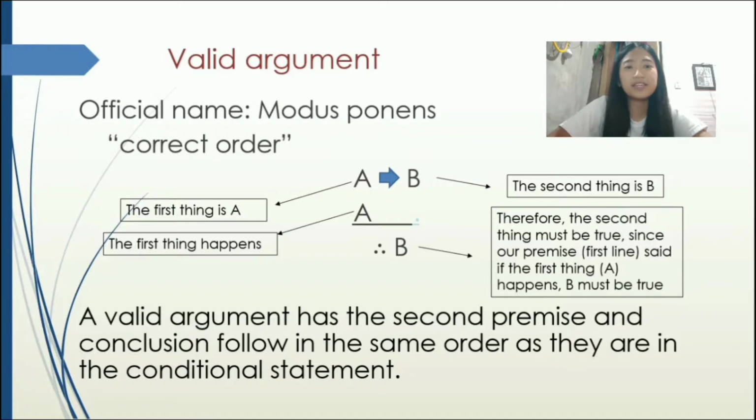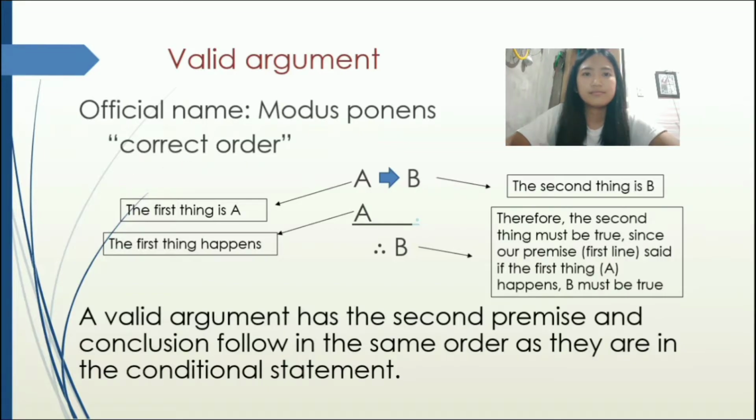So, our next topic is valid argument versus invalid argument. The official name for a valid argument is modus ponens. It can also be simply called correct order. The first thing or hypothesis is A. B is the second thing or conclusion. The hypothesis happens true. It was given in the premise that if the first thing happens, B will be the conclusion and must be true.